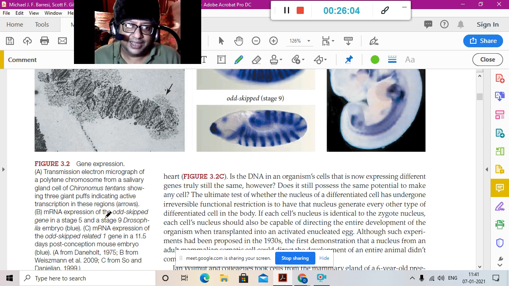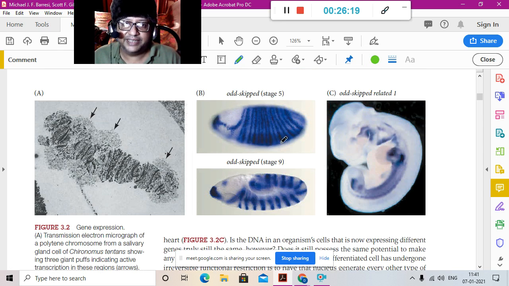So let us look at this mRNA expression in Drosophila in stage 5 and stage 9. They are using two markers, two genes, one being odd skipped related 1 gene. So odd skipped in stage 5. They used a complementary probe for this mRNA, opposite to the mRNA. Complementary means they will bind to each other and one is labeled, so you can detect. So you stain them. You could see that odd skipped in stage 5 is showing an expression. The deep blue is where the odd skipped expression is much higher.